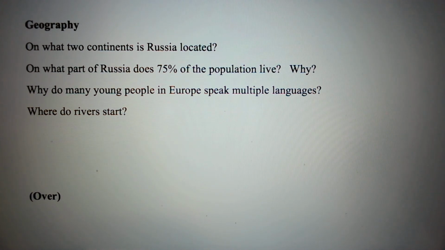Ladies and gentlemen, if you say anything other than Europe and Asia, I'm going to start to wonder what you were paying attention to all year. Okay? So those are the only two continents Russia is on. Europe and Asia. On what part of Russia does 75% of the population live? All right, hopefully if you remember that, they live on the European part of Russia. In other words, the western part of Russia.